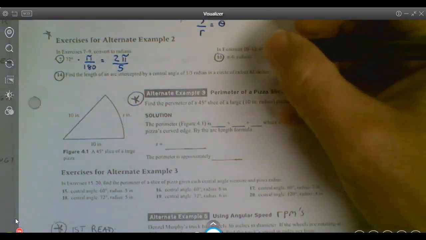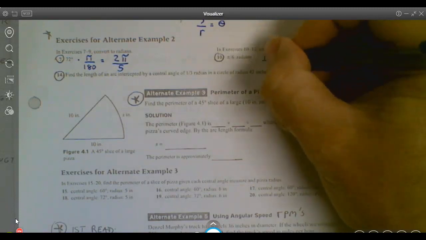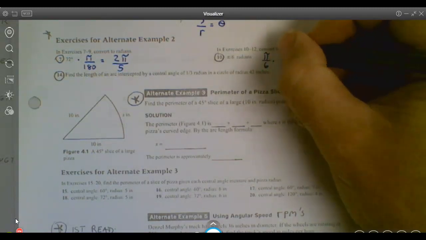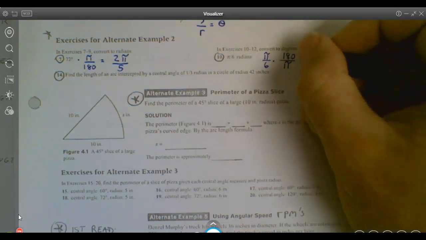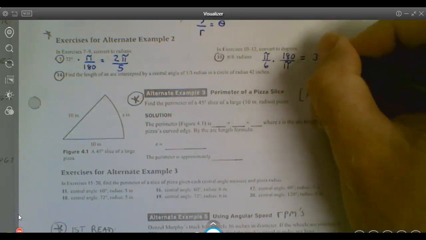If we're going the other way, we're taking our pi over 6, multiplying by 180 over pi. And again, you can see that the pi's would cancel out. So it just becomes 180 divided by 6, which we know is 30 degrees.